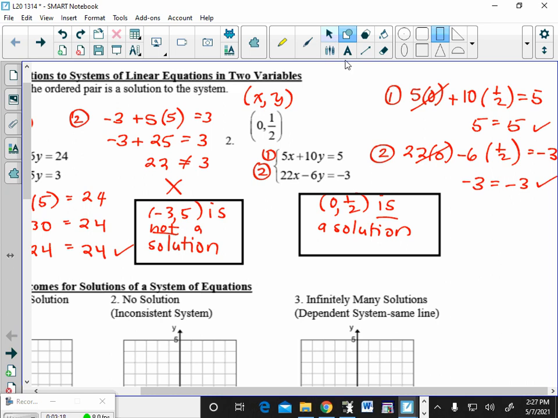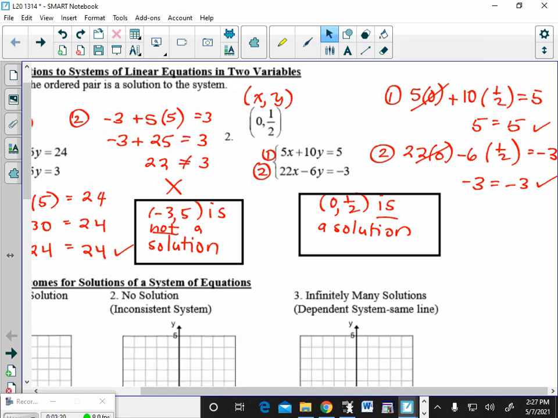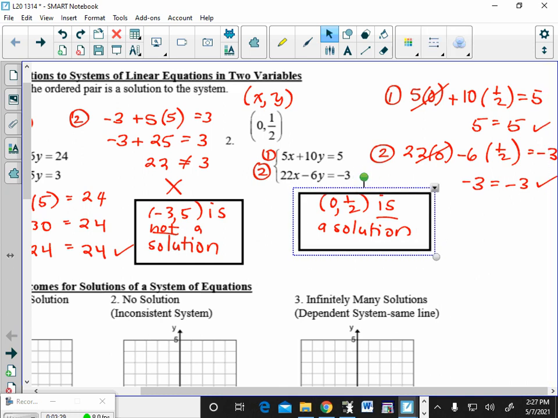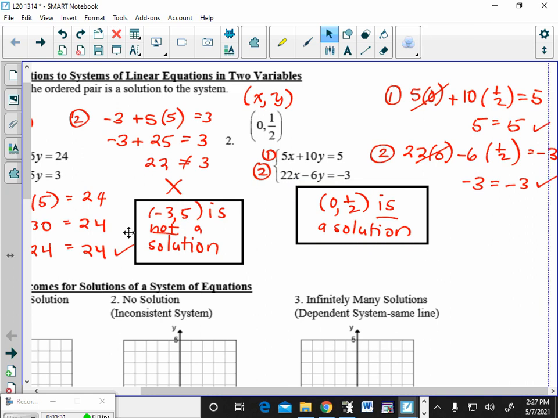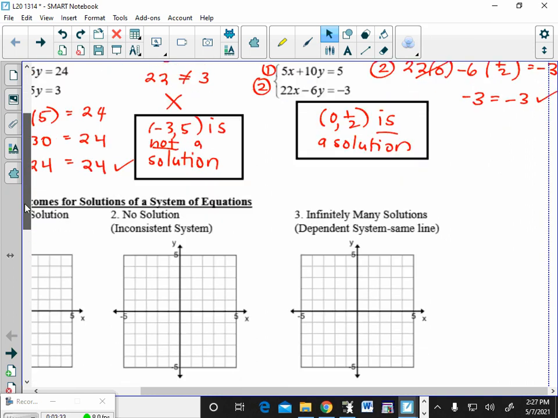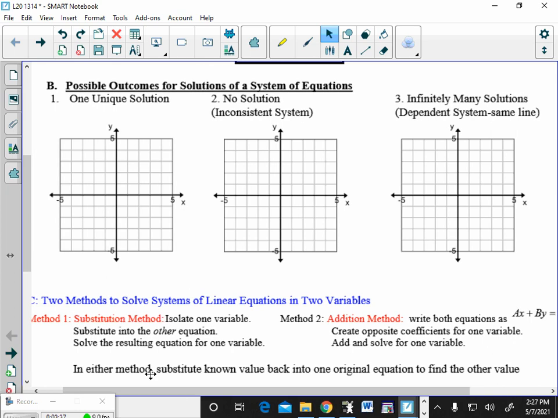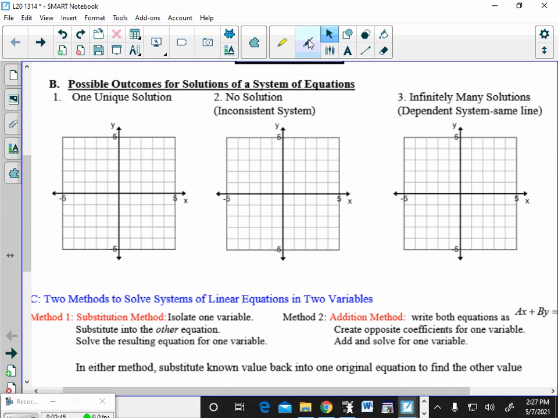Okay, so let's go down to looking at the graphs of the equations in our system. That might help us a little bit. Let's go down here, and we'll begin with number 1. Possible outcomes for solutions of a system of equations. There are only 3 outcomes.